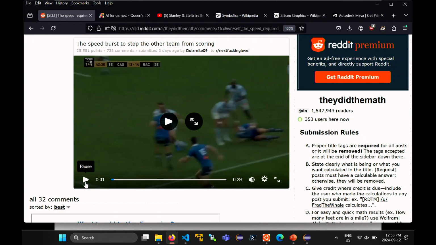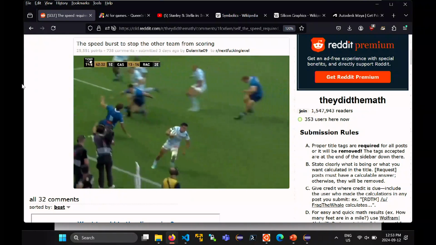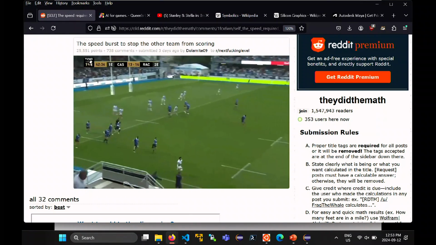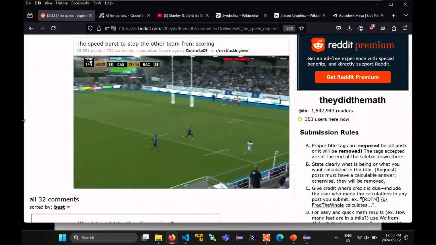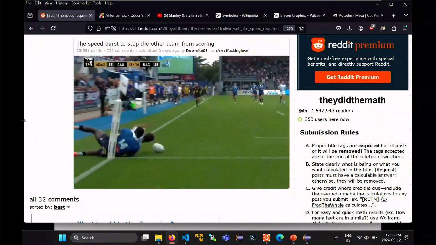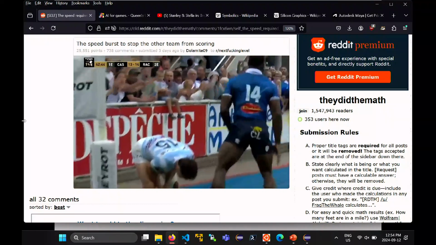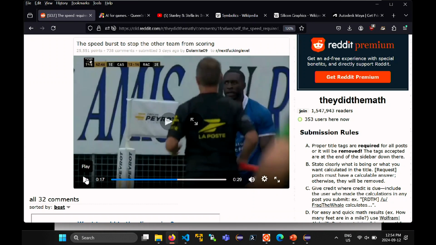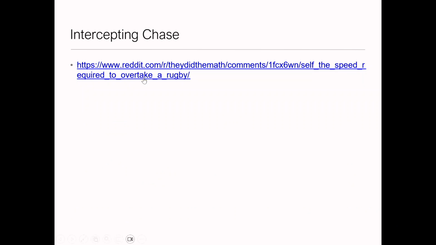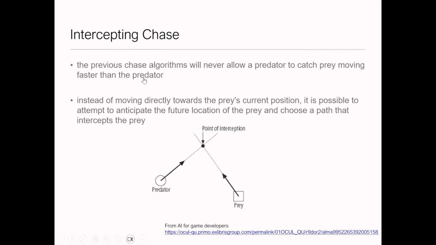This showed up on Reddit last week sometime. So there's your prey. You're going to try to catch him. There's your predator, catches him just before the goal line. Okay, so that's the idea of this intercepting chase. You want to anticipate where the prey is moving to, and instead of moving towards the prey's current location, move towards the prey's future location.